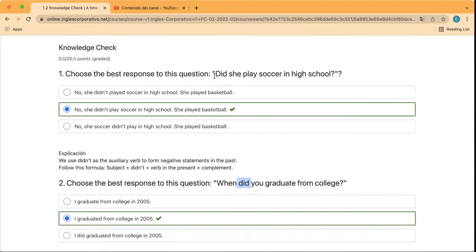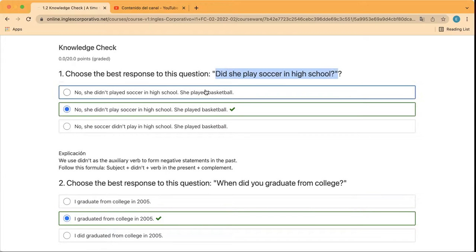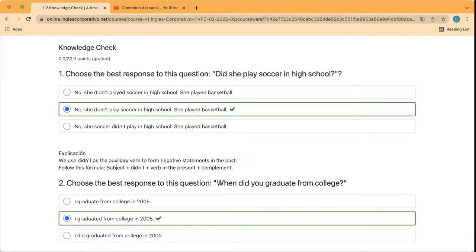So aquí, por ejemplo, Did she play soccer in high school? Entonces, puedes contestar, yes, I did, no, I didn't, cuando está solo sí o no. Pero cuando tenemos, por ejemplo, WH, no usamos did. La única forma que usamos did es cuando es negativo, when it's negative.